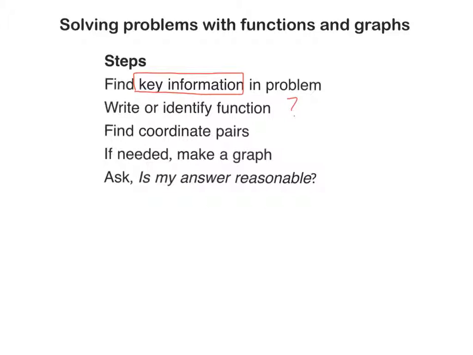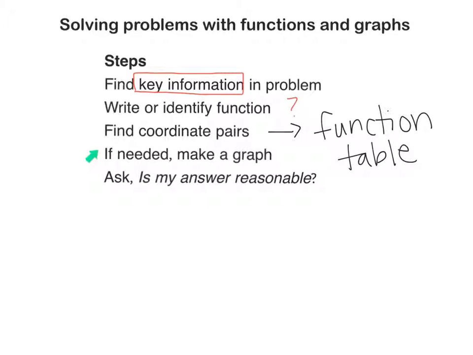The next thing we need to do is identify or find coordinate pairs, and we do this using a function table. So don't forget that when we use a function table, we're able to find our coordinate pairs really easily. So we'll be using that skill as well. And if the question asks us to, we need to either make a graph or sometimes we use a graph to find the answer. It just depends on the question. So sometimes we need to make a graph, which means plotting on a coordinate grid.